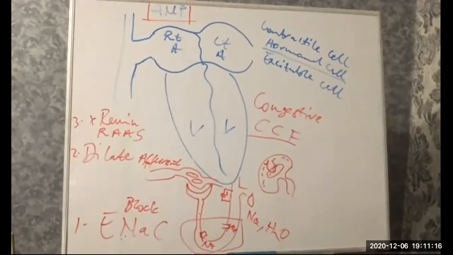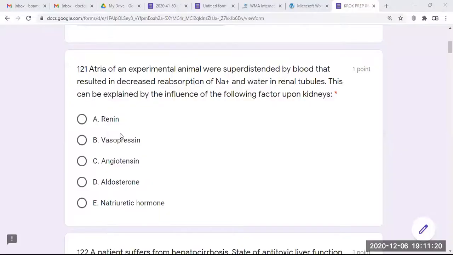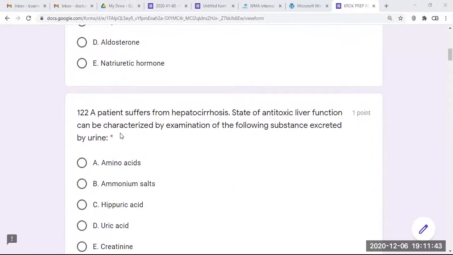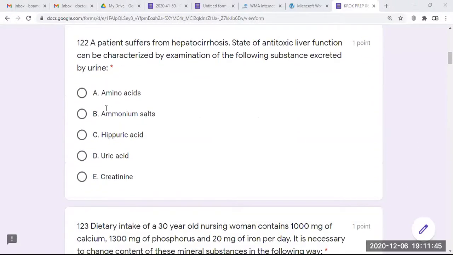Now let's see the question and then answer it. The atria of an experimental animal was superdistended by blood. That resulted in decreased reabsorption of sodium and water in the renal tubule. This can be explained by the influence of the following factor upon kidneys. And the answer is going to be natriuretic hormone, okay? Natriuretic hormone.